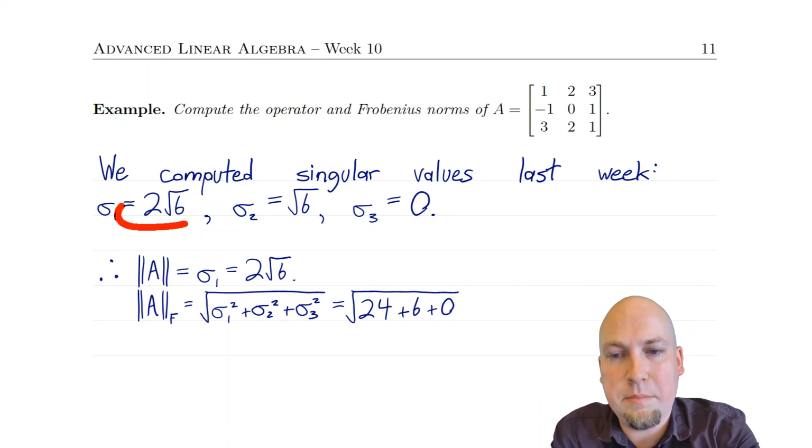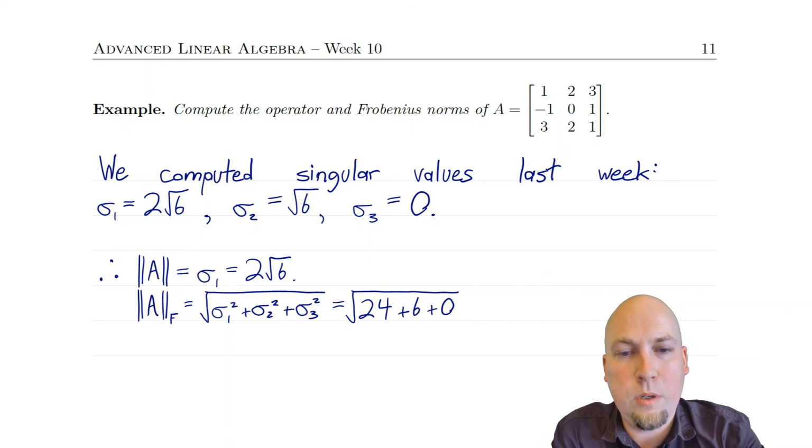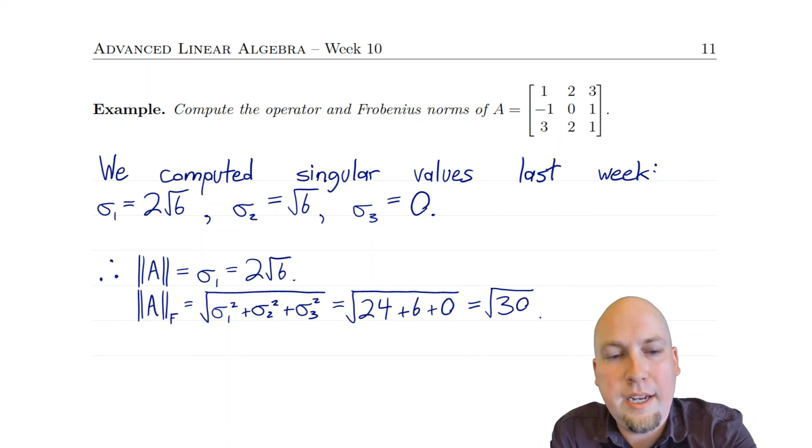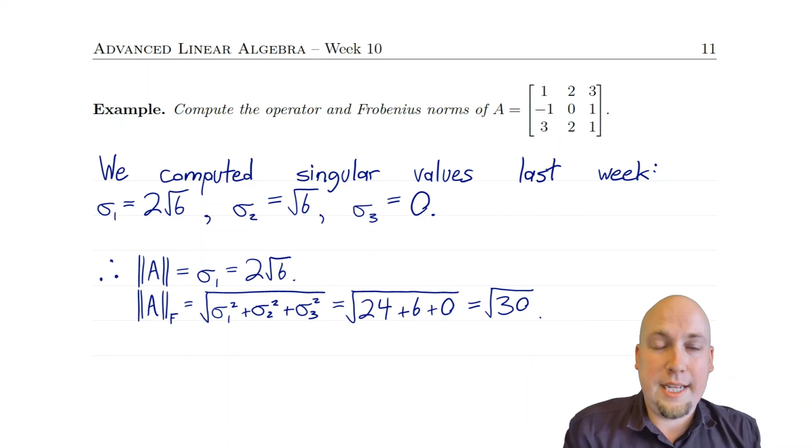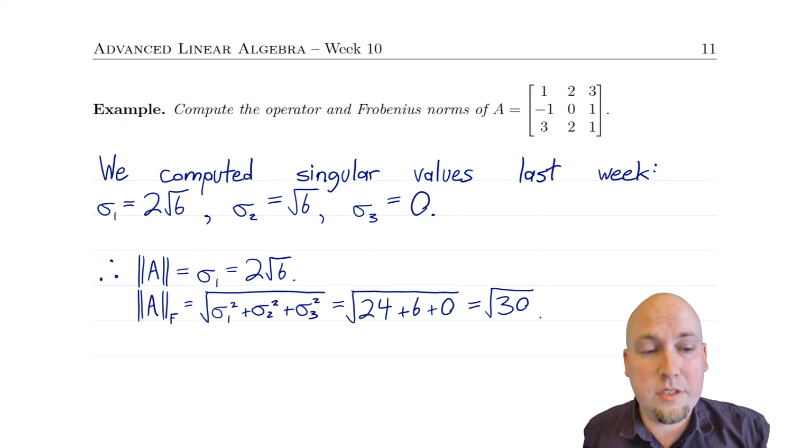So copy in my sigmas. There's sigma 1, when I square it becomes 24. There's sigma 2, when I square it becomes 6. And there's sigma 3, when I square it becomes 0. You add them up, you get 30. You take the square root at the end of the day, you get root 30. So the Frobenius norm is root 30.